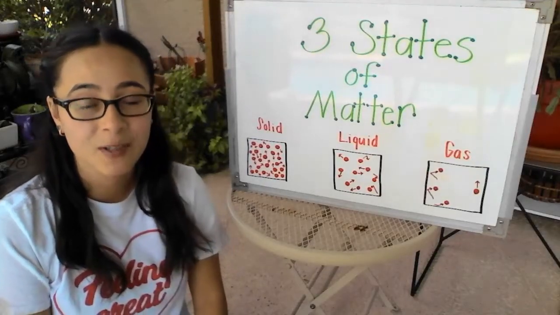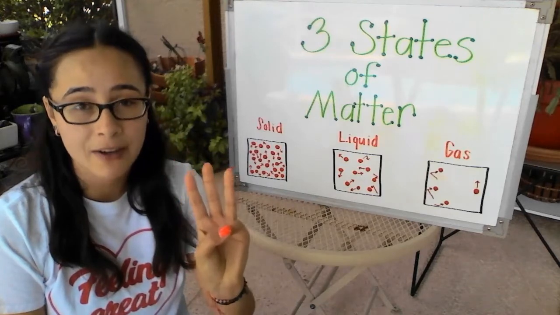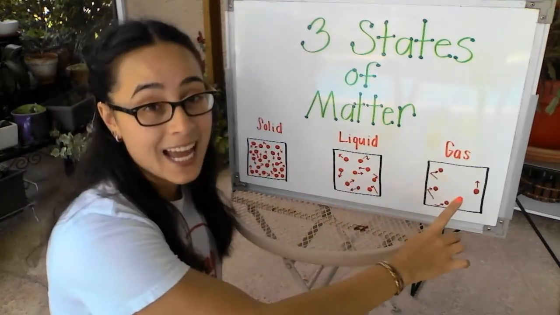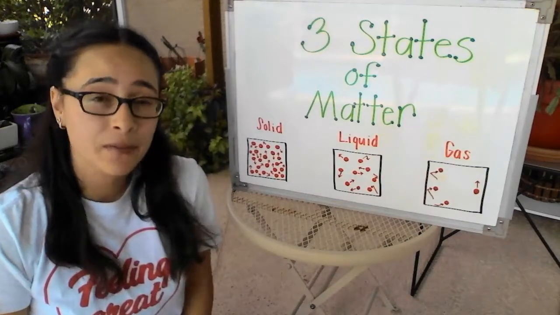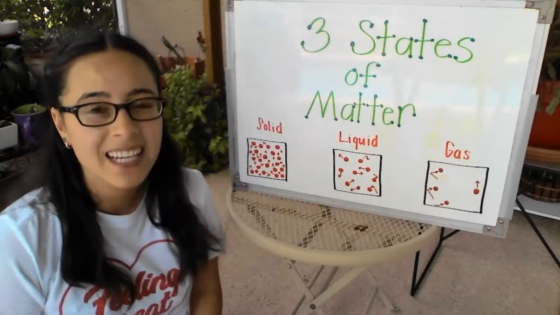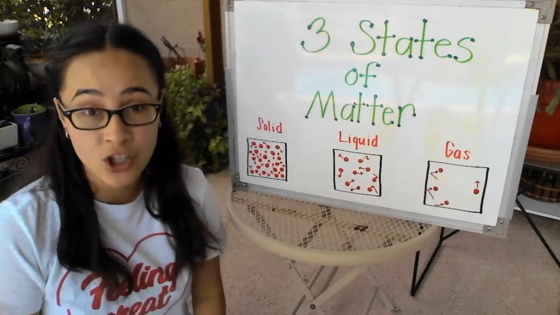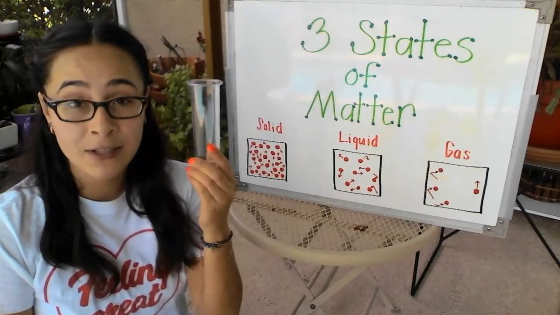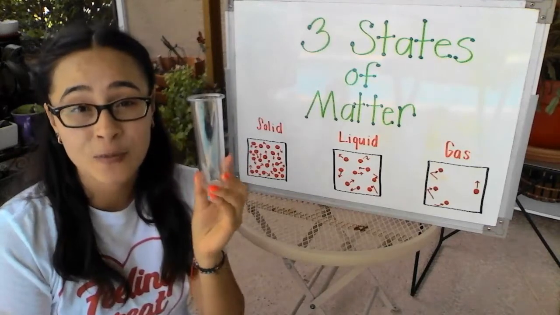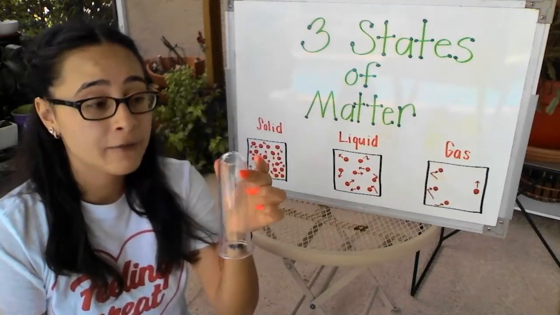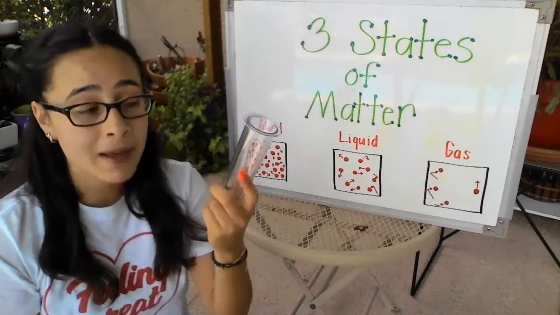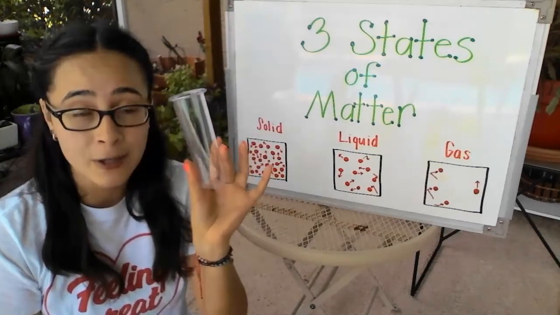All right, my friends, so we're going to review the three states of matter. The three states are solids, liquids, and gases. I'm going to give you an example of each one. A solid is anything that can keep its shape, no matter in what position you put it. For example, this test tube. This test tube is a solid. No matter if I drop it, if I blow on it, if I throw it, I'll pick it back up and it's still going to look like a test tube.